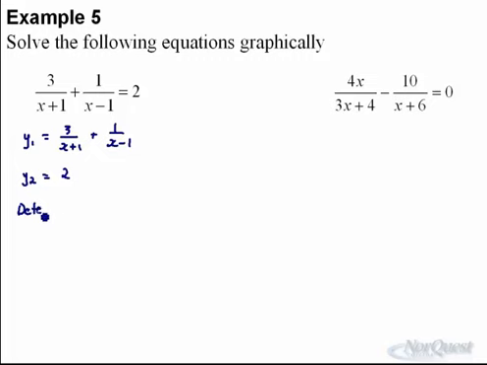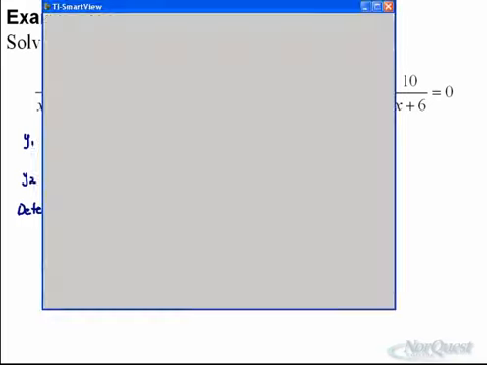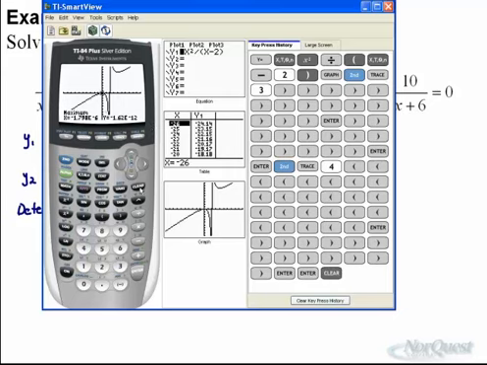And I'm going to determine points of intersection. So I'm not going to look for zeros, I'm going to determine points of intersection. Bring up the calculator. Clear this up.